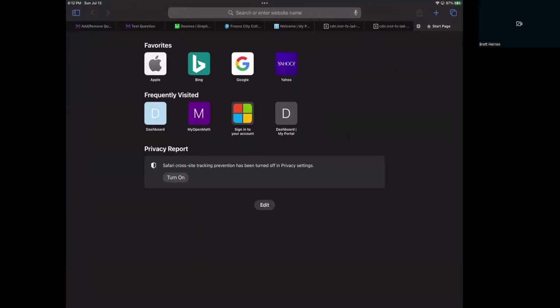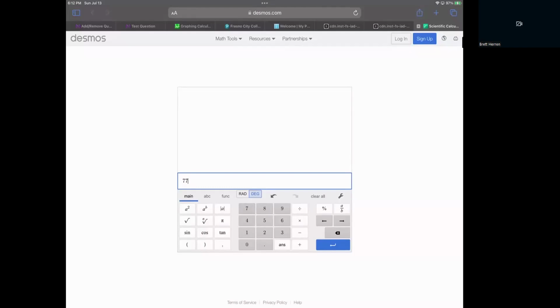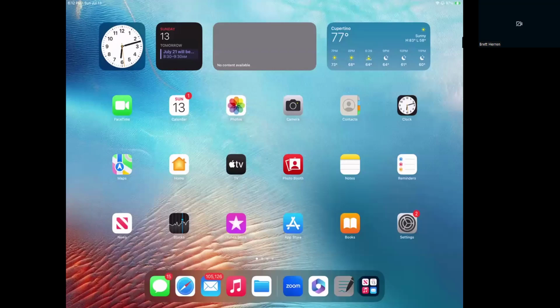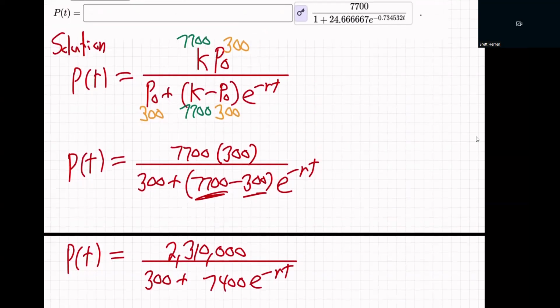Desmos. All right, 7,700 times 300, is that what it was? 2,310,000. Over 300 plus 7,700 minus 300. What's that? 7,400, e to the minus r t. Okay, all right, we get some big numbers here.